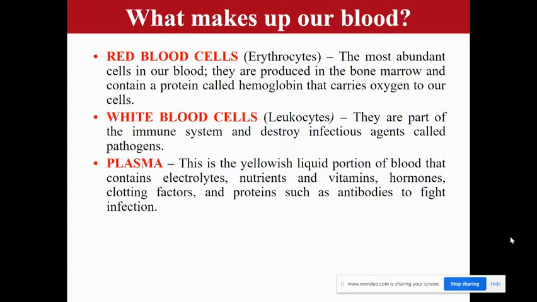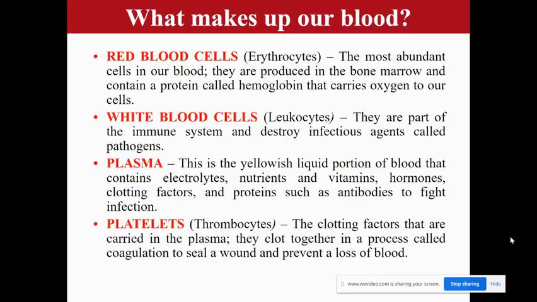The next part is plasma, and this is the yellowish liquid portion of blood that contains electrolytes, nutrients, and vitamins, hormones, clotting factors, and proteins such as antibodies to help fight infection as well. So plasma is really important.